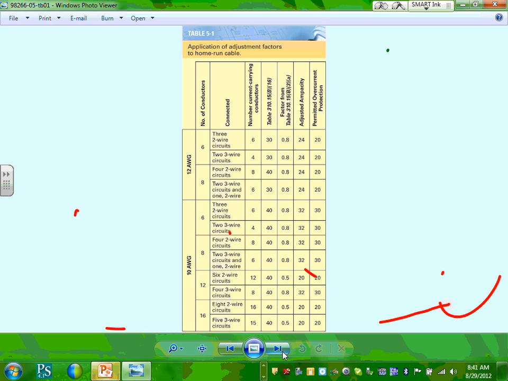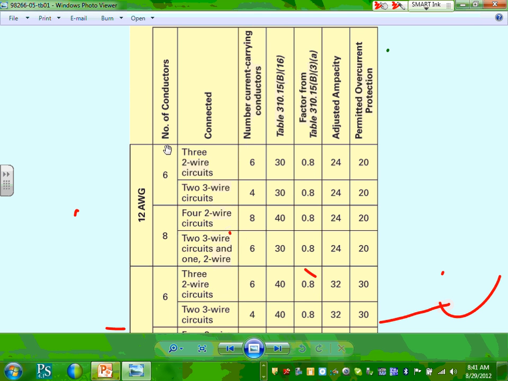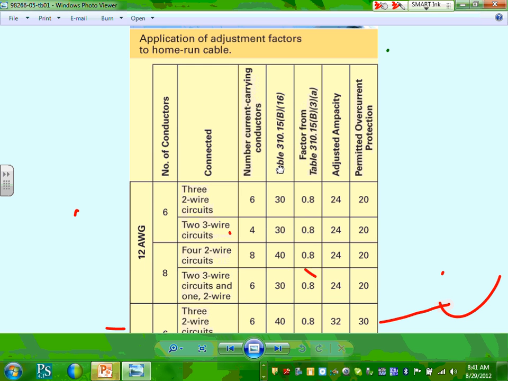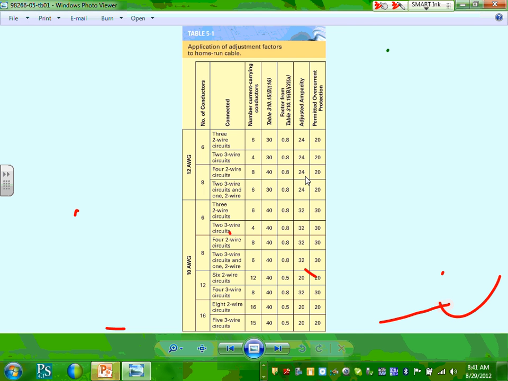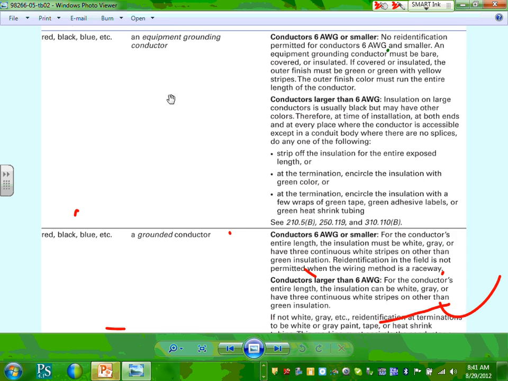For number 14, we'll talk about each one of these circuits, number of conductors, 2-wire circuits. We have number of current carrying conductors. This is just an example of how you can do the rating. We'll talk about the rating, guys, at a different time. And this is what I told you guys.